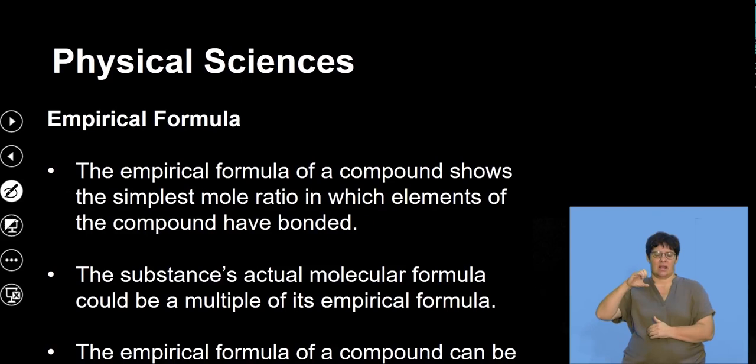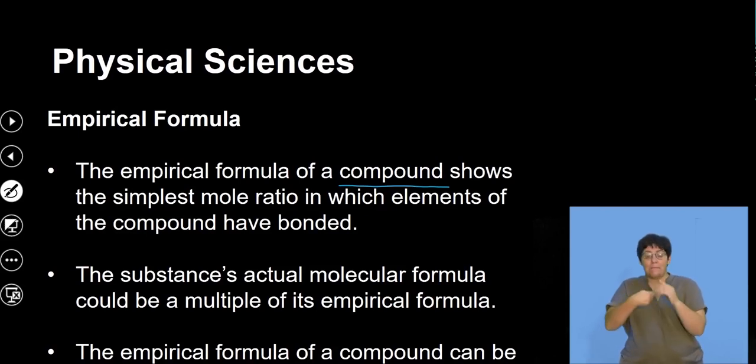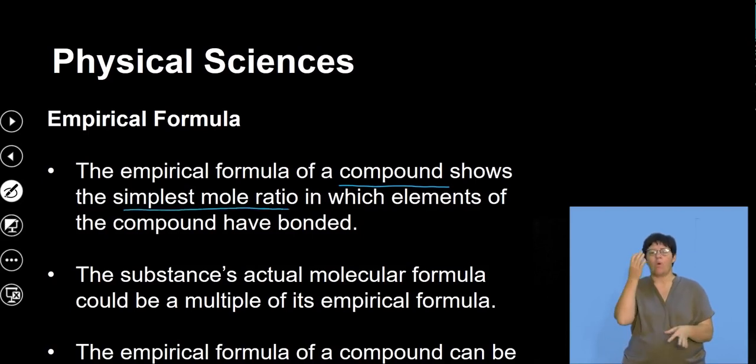But now we want to focus our attention on the empirical formula, right? Okay, what's empirical formula all about? So the empirical formula of a compound, it's always about a compound. It means there should be two or more different types of elements that are chemically joined. So the empirical formula of a compound actually shows the simplest mole ratio. So those are the key terms. It's the simplest mole ratio in which elements of a compound have bonded. So our emphasis is on the mole ratio in its simplest form.